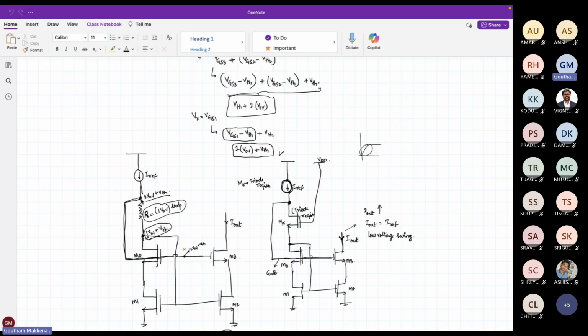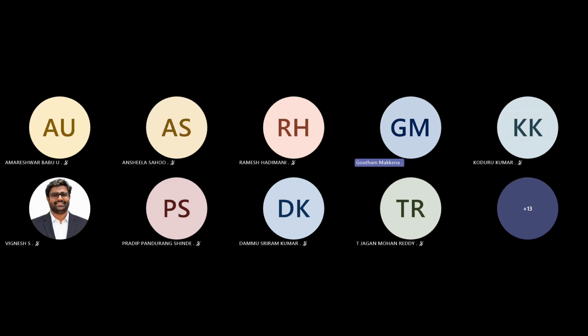On top of this resistor, we wanted 2 overdrive plus VTH. At this point, we know that it is 1 overdrive plus VTH. So the voltage drop across the resistor is 1 overdrive, which we assumed to be 100 millivolts here. So the R value will be V divided by I. V is 100 millivolts, and the current through the resistor is 234 microamps. So 100 milli by 234 microamps gives me something. That is the value of R.